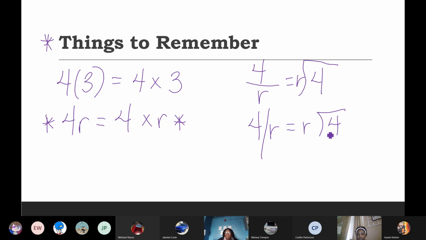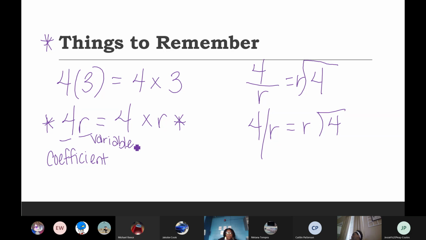Okay? So these are some things I wanted to make sure you remembered. Specifically this one, because it seems like you guys struggle with this one a little bit. Whenever I see that coefficient, please label it like Miss Neville is. Whenever I see that coefficient beside that variable, that tells me that I am multiplying those two terms.